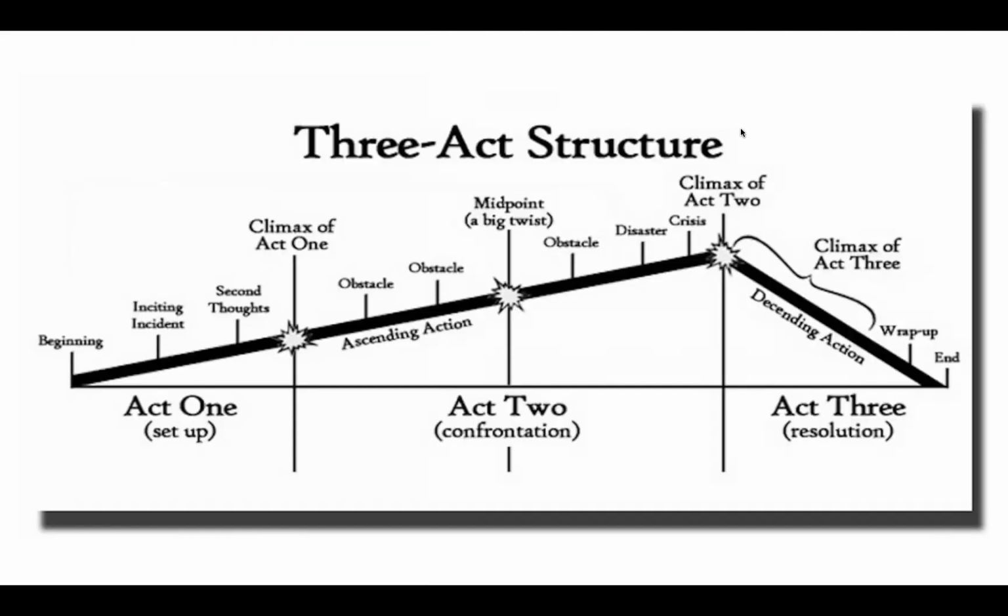And you may remember that we looked at this at the beginning of class, the structure of a story, right? And how visual really can go into that. And the same goes for cinema. You have act one, which is the beginning, the inciting incident, second thought, a climax, obstacle, obstacle, midpoint, which is usually act two, obstacle, disaster, crisis, climax of act two, and then act three is the descending action, the resolution, wrapping it up in the end.